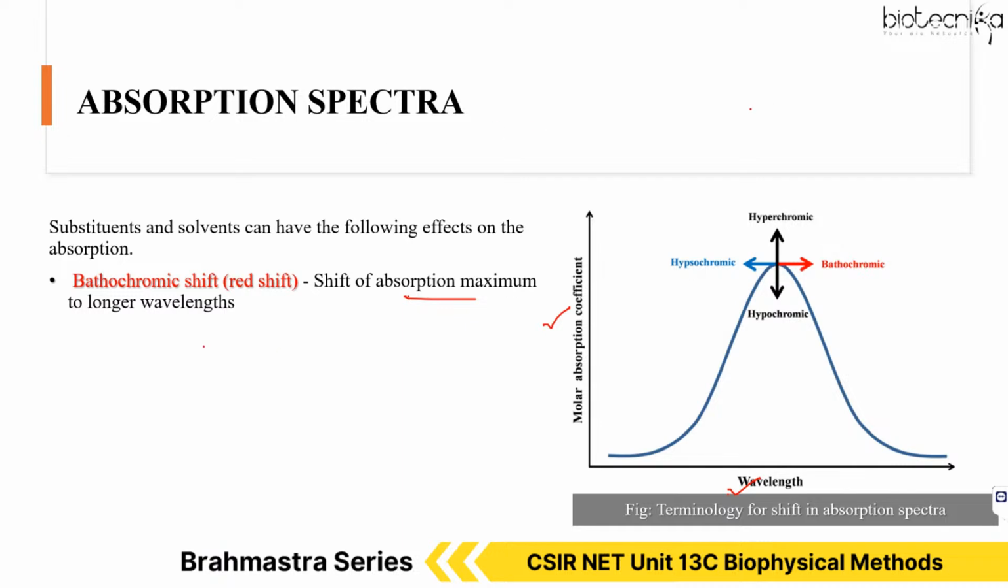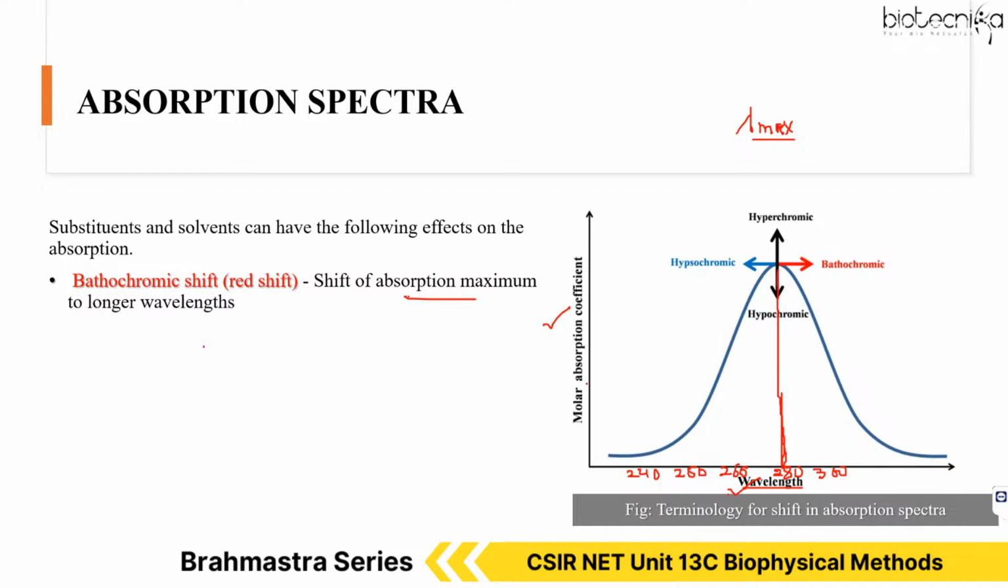What is absorption maxima? It is the wavelength at which maximum absorption of light occurs, right? So basically, let's say your sample is absorbing around 280. On the x-axis we have wavelengths, like 240, 250, 260, 280, 300, and so on. Just a hypothetical example I'm giving you.